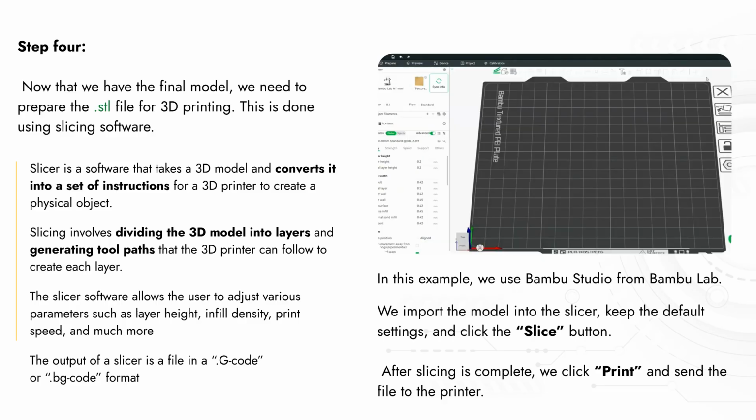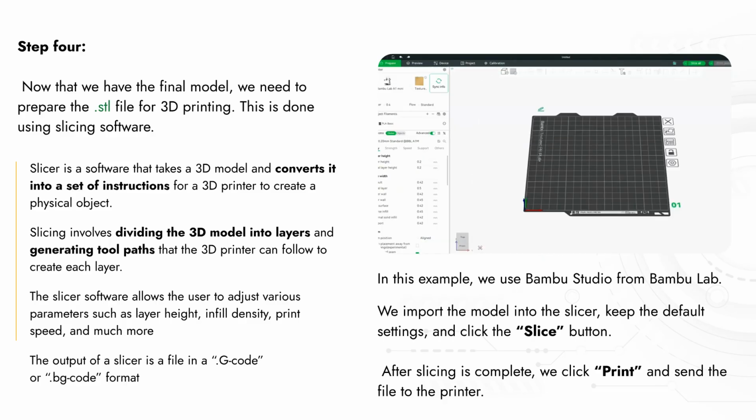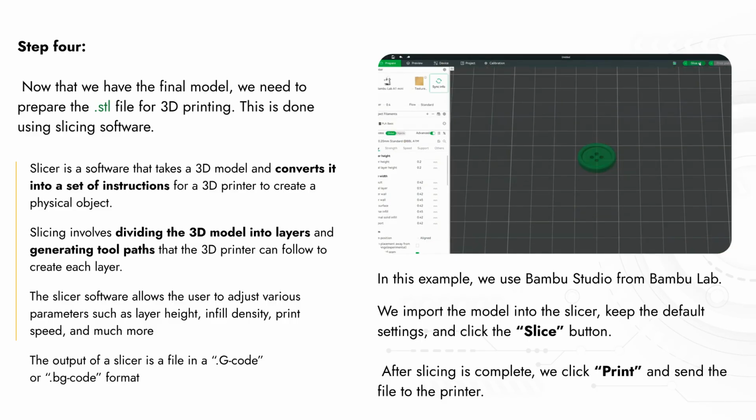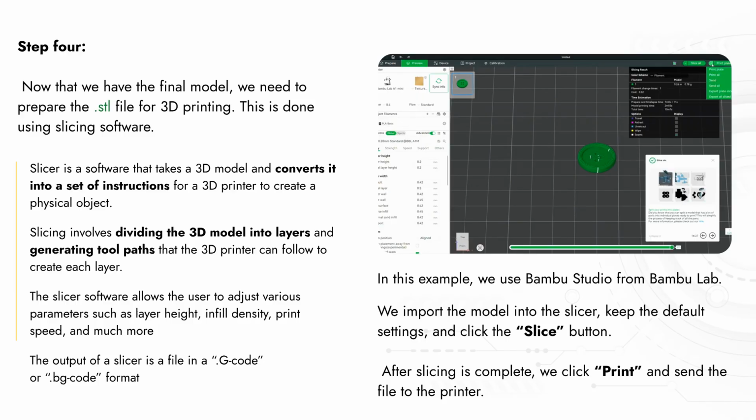Now we prepare the file for printing using slicing software. A slicer converts the 3D model into instructions that the printer can understand. It divides the model into thin layers and generates toolpaths for each layer.